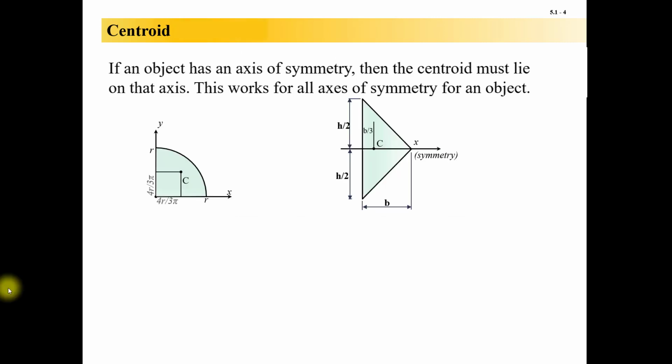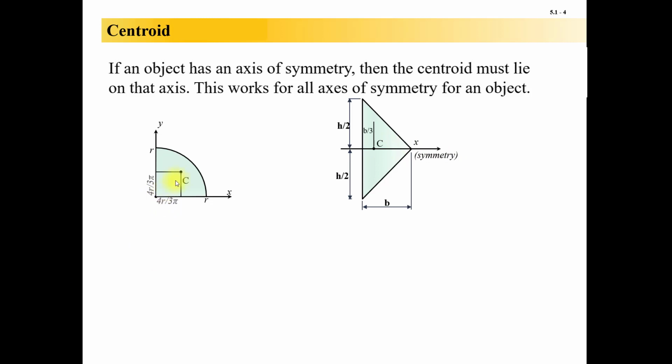A nice little tidbit: if an object has an axis of symmetry, then the centroid lies on that axis. So the centroid is usually a point, the point that you can put your fingertip and balance the shape. But if there is an axis of symmetry, or axes of symmetry, then the centroid must lie on those axes. So if you can find two different axes of symmetry, then you've actually found the centroid. If you have one axis of symmetry, then you know at least that the centroid lies on it.